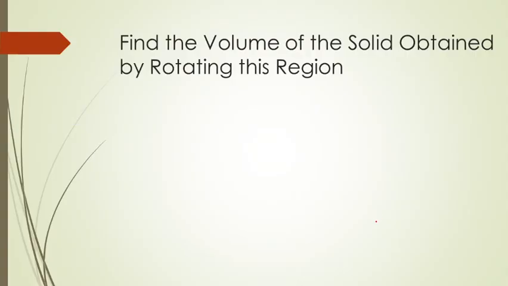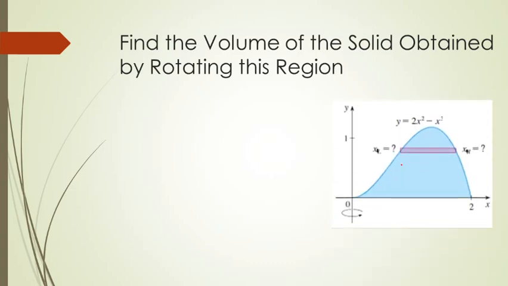Find the volume of the solid obtained by rotating this region. Here the function is 2x squared minus x cubed, and this region is under just one function curve from 0 to 2. And then rotate this region about the y-axis. Let's think about this problem.